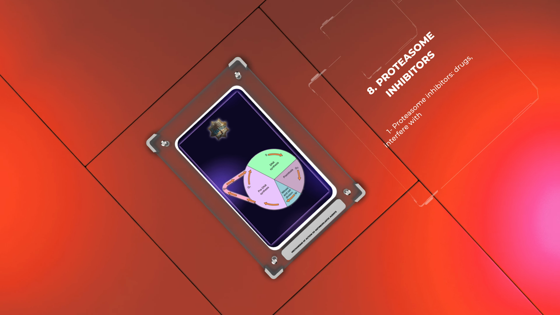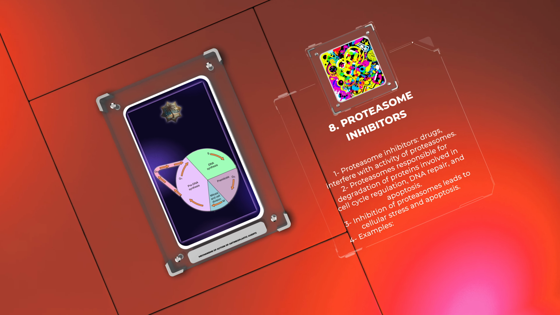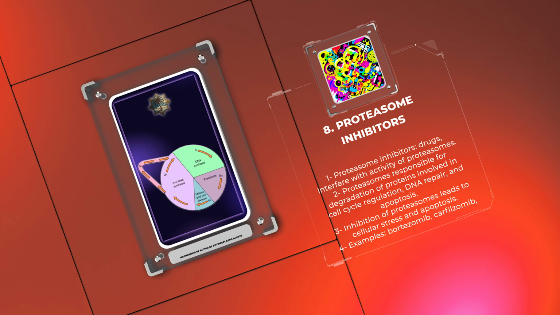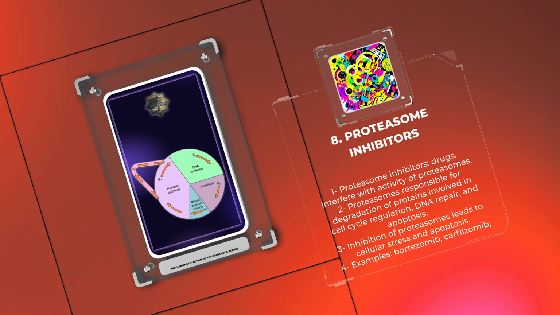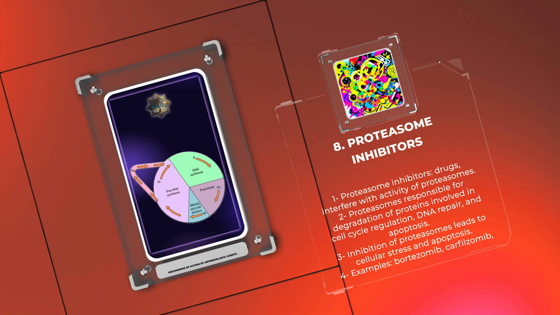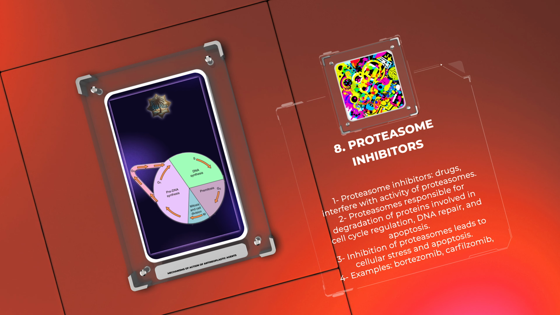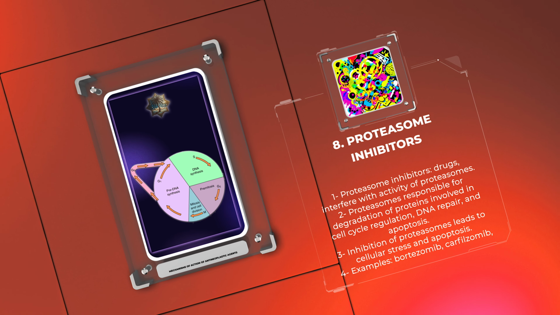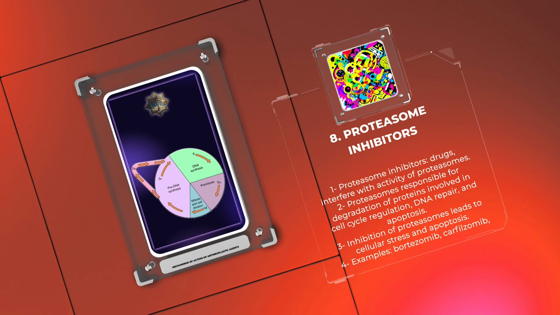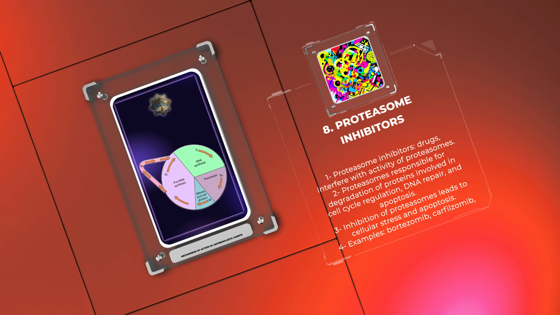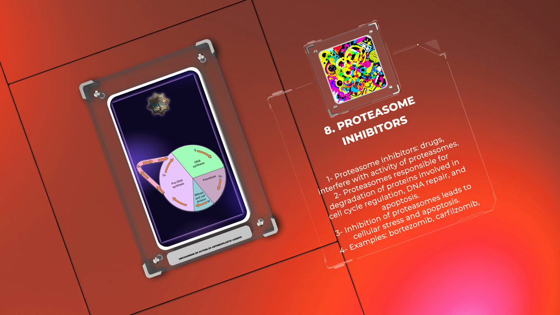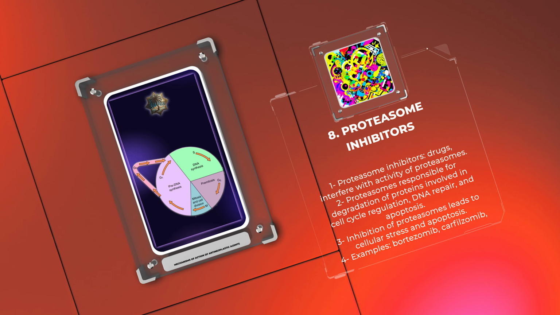Proteasome inhibitors are drugs that interfere with the activity of proteasomes, cellular complexes responsible for the degradation of proteins involved in cell cycle regulation, DNA repair, and apoptosis. By inhibiting proteasomes, these drugs disrupt the normal protein turnover in cancer cells, leading to cellular stress and apoptosis. Bortezomib, carfilzomib, and ixazomib are examples of proteasome inhibitors that are primarily used in the treatment of multiple myeloma.